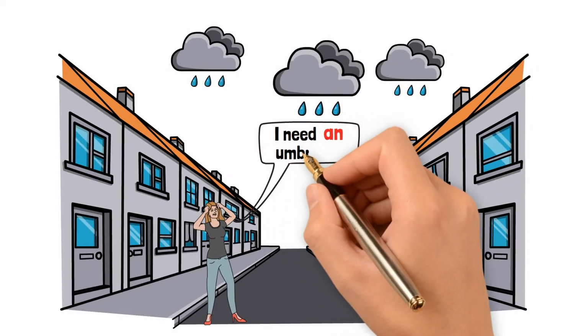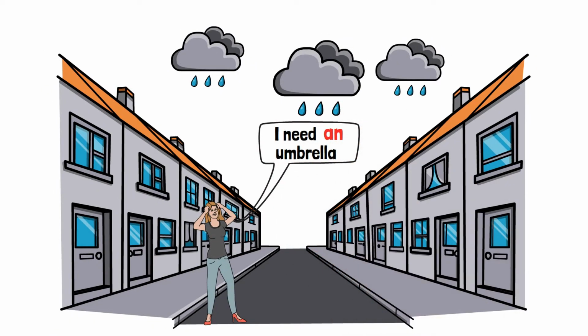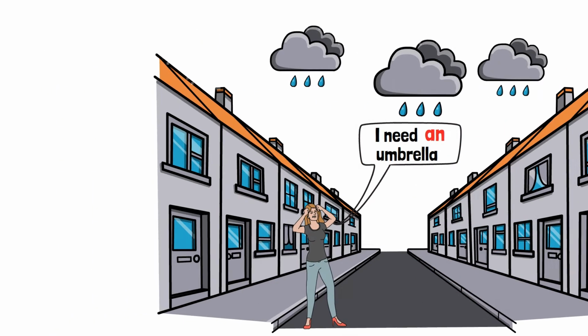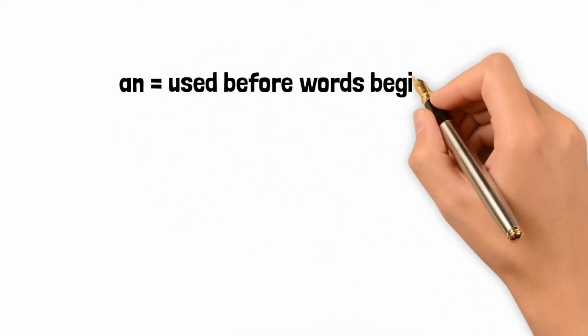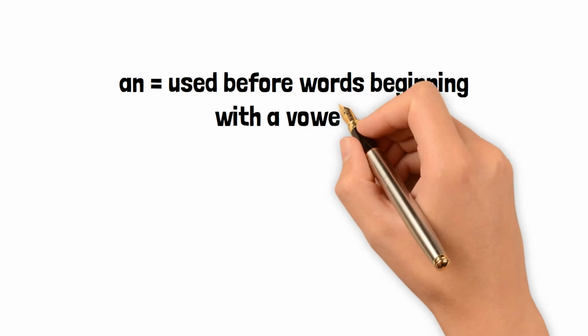I need an umbrella. An is used before words beginning with a vowel sound.